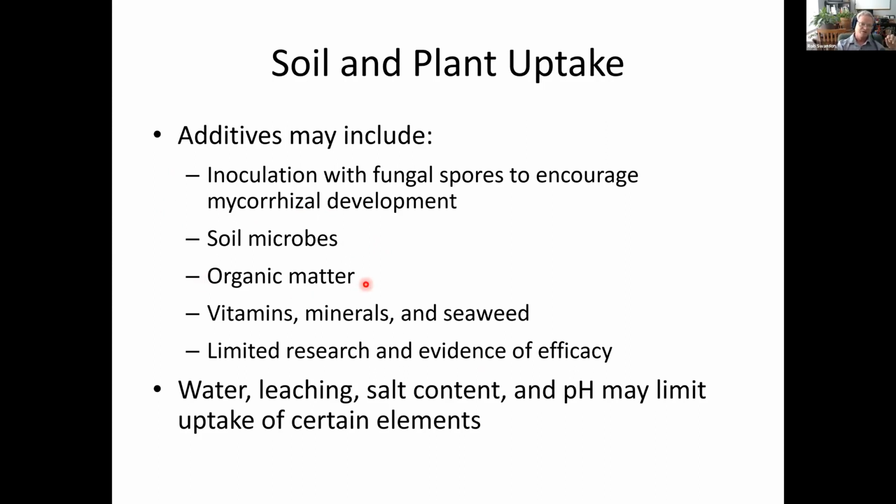We're also going to add organic matter, because what do these soil microbes eat? They eat organic matter. We're also going to add some microelements such as vitamins and minerals. One of the big things that we discovered is seaweed. Seaweed is just loaded with cytokinins.